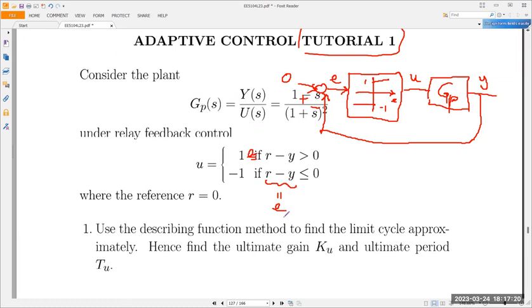Then use the describing function method to find the limit cycle. So two concepts I teach you. If you have a limit cycle, that means if you have oscillation here, then you will have oscillation here. And since this is 0 minus this, this will be exactly the same as this, but inverted. So that means this looks like a gain of -1. And the describing function is the gain of the nonlinearity.